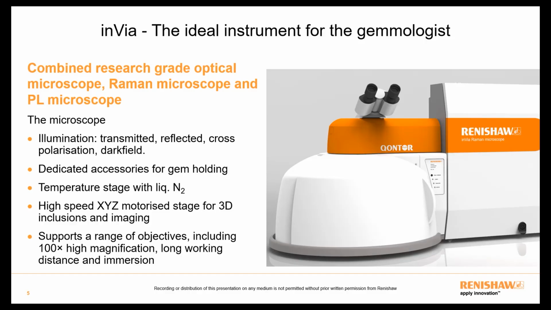Sample positioning is performed using an MS-30 encoded high-speed stage. This has a 50 nanometer step size and can be used to generate Raman map data as well as single position analysis. The microscope supports a range of objective choices, including high magnification, long working distance, and immersion options. This is important where analysis positions may be restricted or where liquid nitrogen is being used to cool the material.